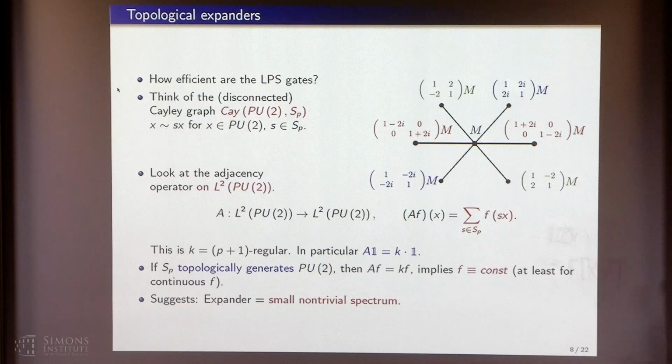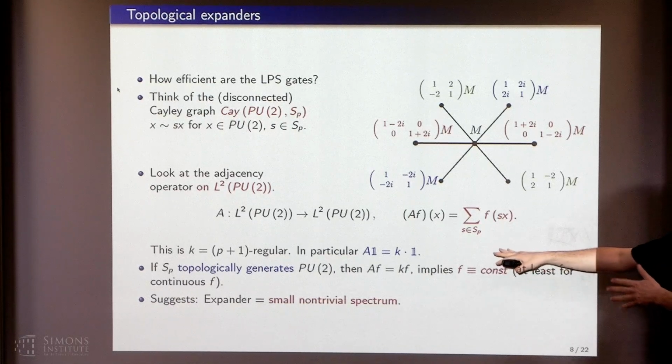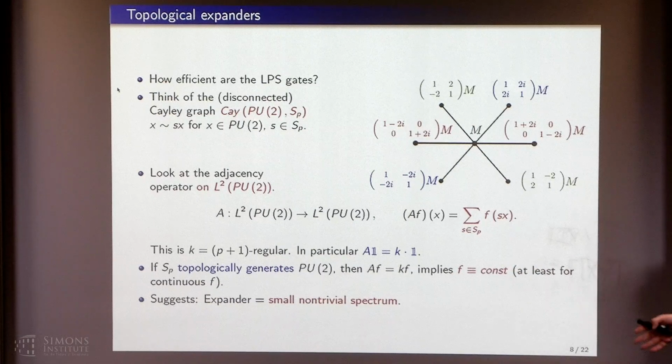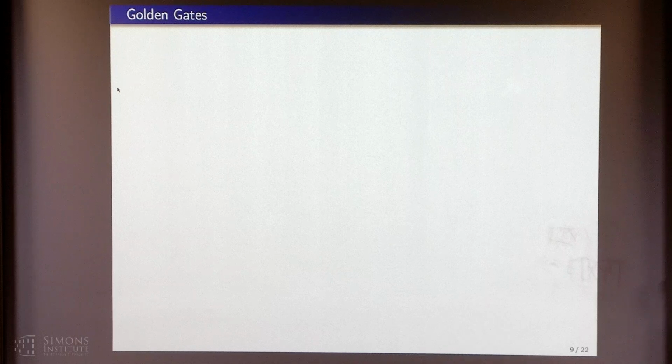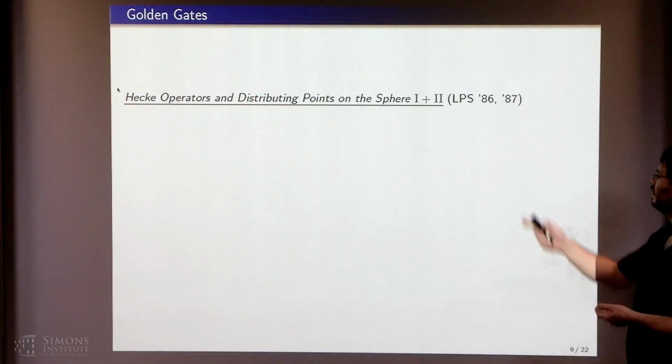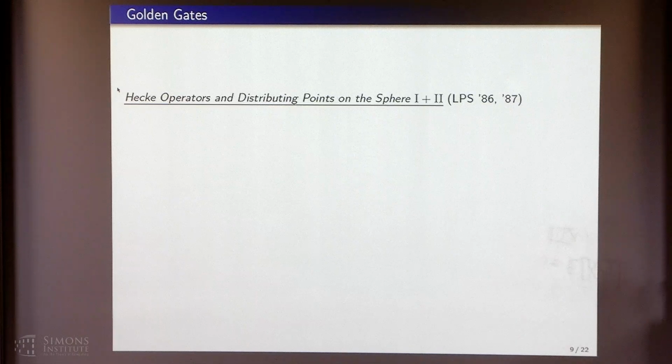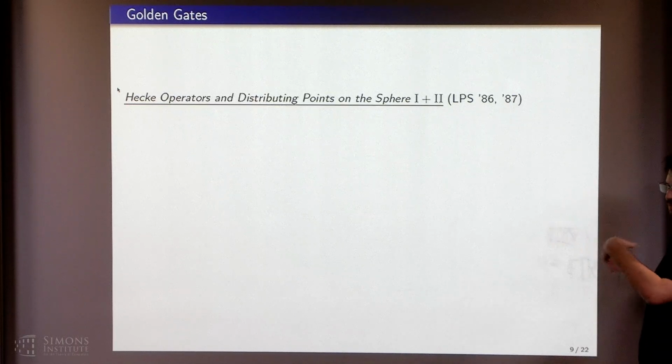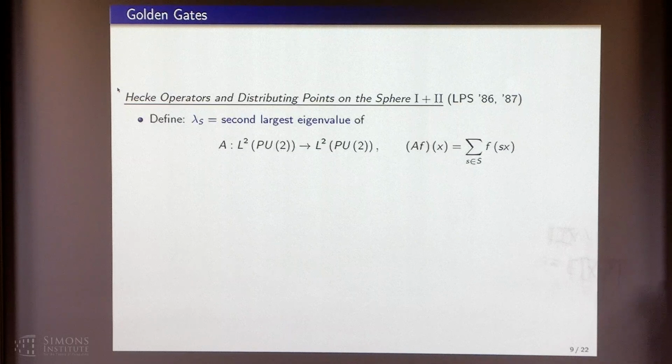And this suggests that, okay, it should behave the same. So k tells me that I'm disconnected. If everything is far away from k, I should be very connected. I should be pseudo-random. And indeed, it is so. There are 2 papers, Hecke operators and distributing points on the sphere, part 1 and 2, written by Lubotzky, Phillips, and Sarnak in 86 and 87. I think they were written after the Ramanujan paper, but probably appeared much earlier, because if you ever send something to Combinatorica, you know how it goes.